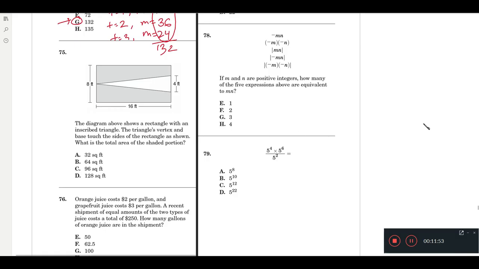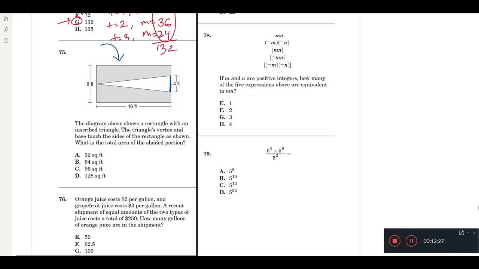75. Now the diagram above shows a rectangle with an inscribed triangle. You see the triangle inscribed, like inside? And do you see the rectangle? Now the triangle's vertex and base touch the sides of the rectangle. The vertex is just this one point here, and this is called the base. The vertex is the point that is opposite from the base.